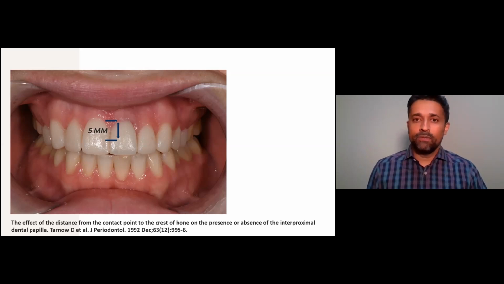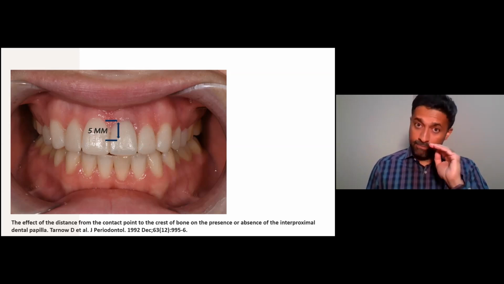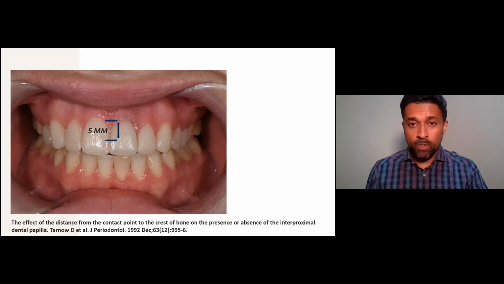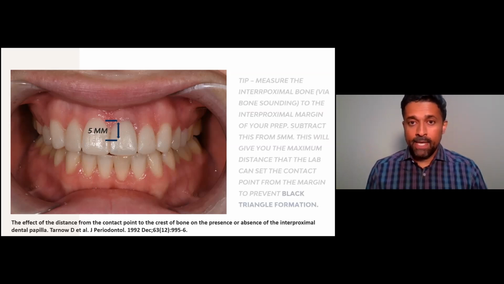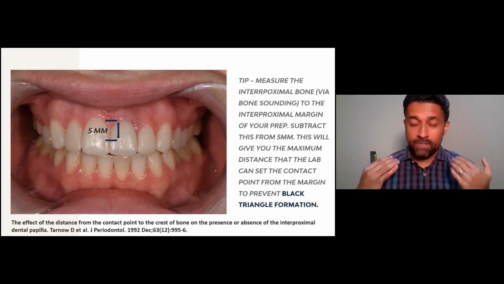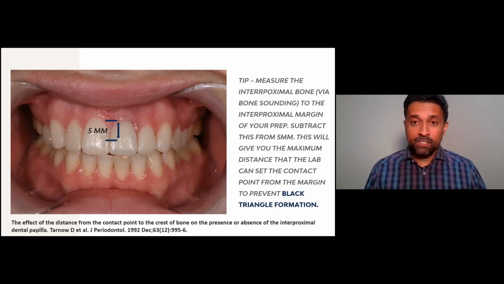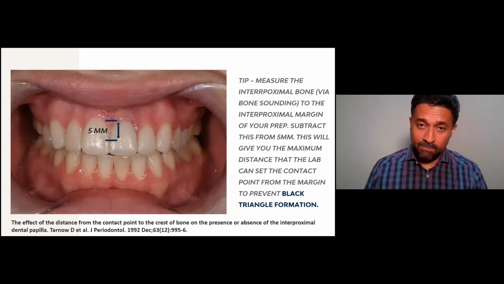And what he found in the study that he did in 1992 is that if you set that contact point to be 5 millimeters or less from that interproximal bone, you're going to get papilla fill. Anything beyond that, 6 millimeters, 7 millimeters, now you're risking getting a black triangle and the papilla not filling that area, which your patients will always complain about, even ones with low aesthetic demands.